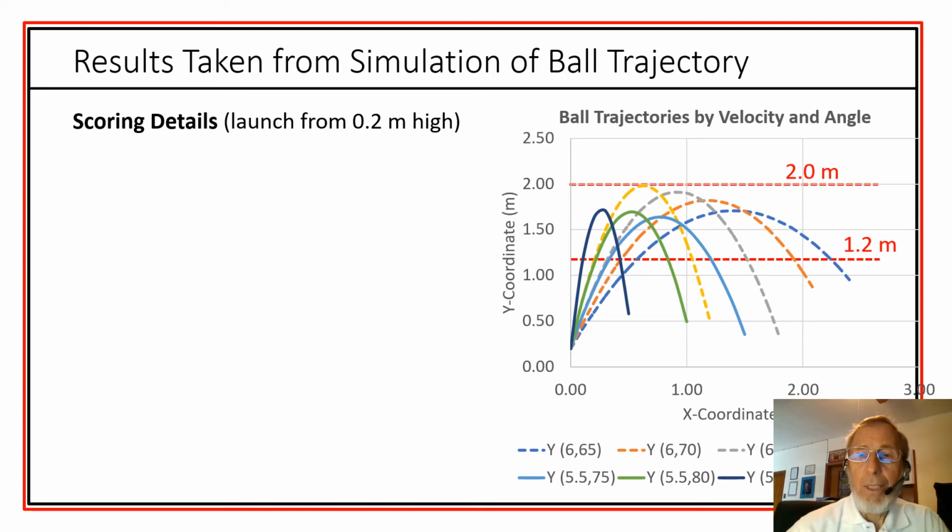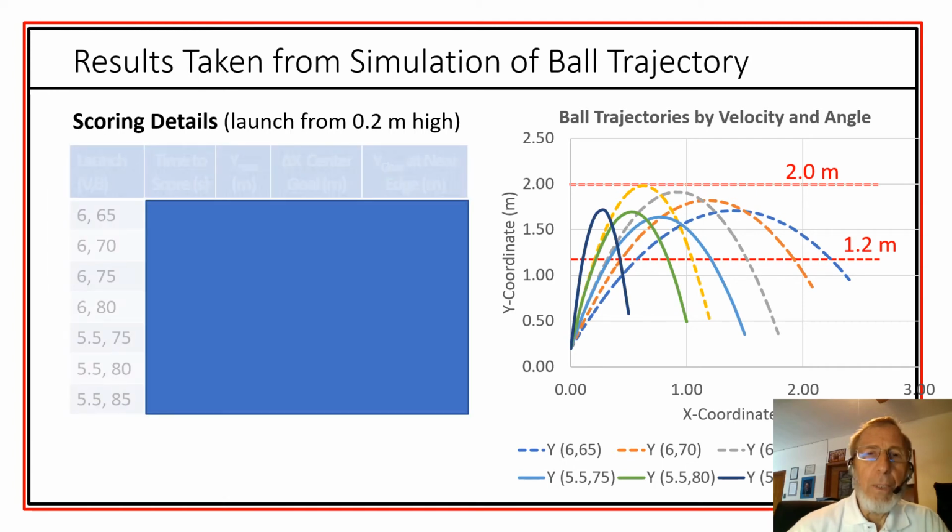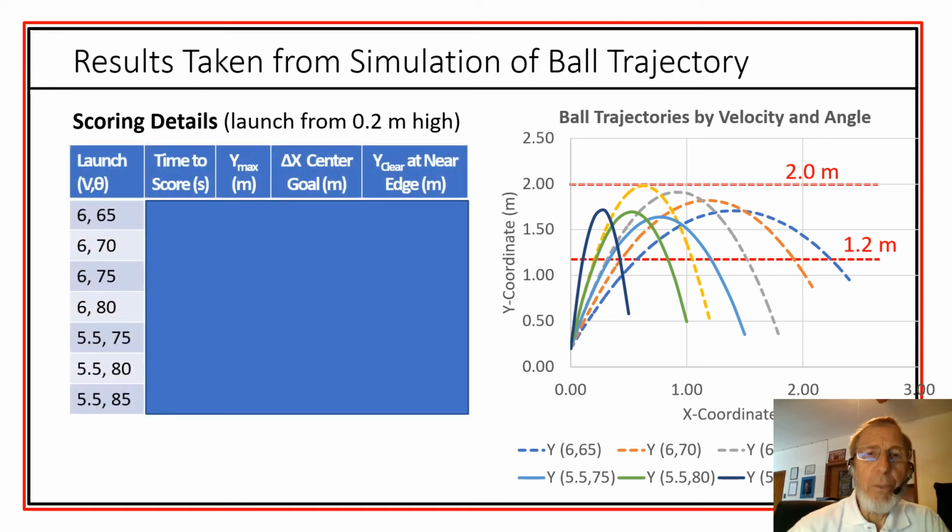These results then will produce for us trajectories that we can plot as shown here. Each different line indicates the trajectory for a given launch velocity and launch angle. So with this information available, we need to ask, what are we looking for from this? We can develop a table then to define those specific characteristics of interest. One question might be, how much time did it take to score? That is, how much time from launch to where it gets to the center of the goal. What was a maximum Y value?